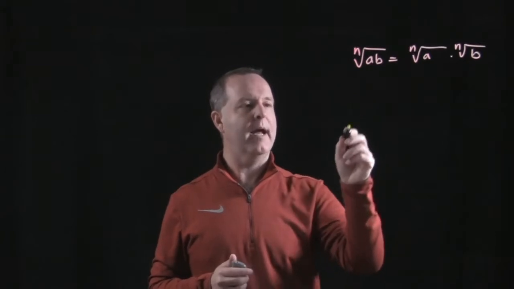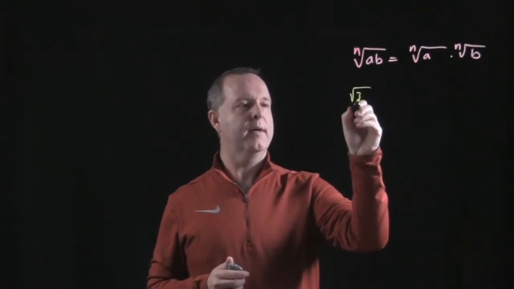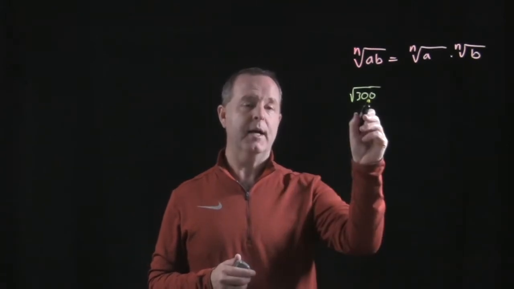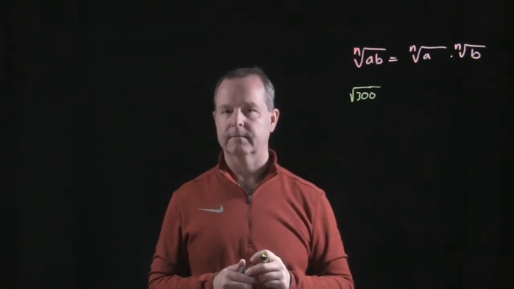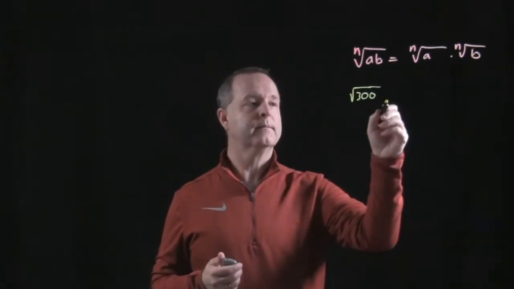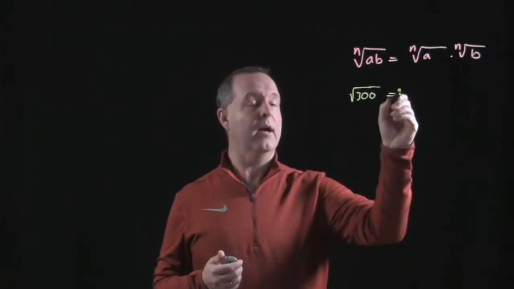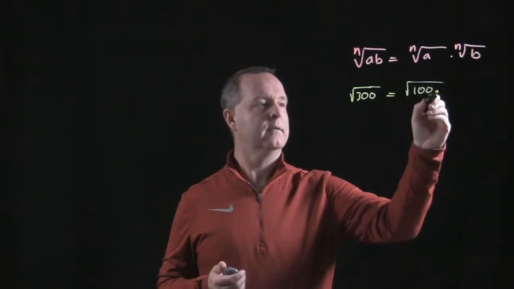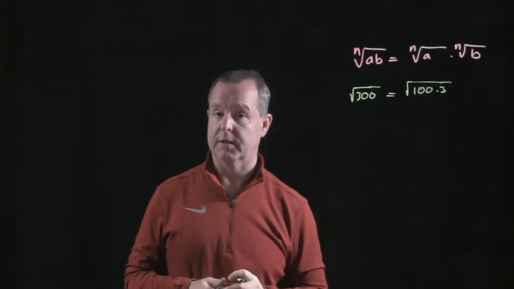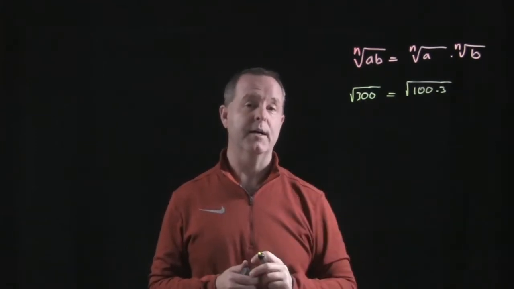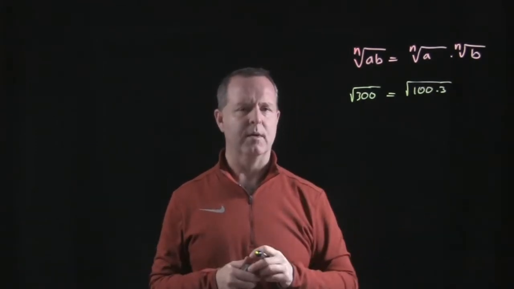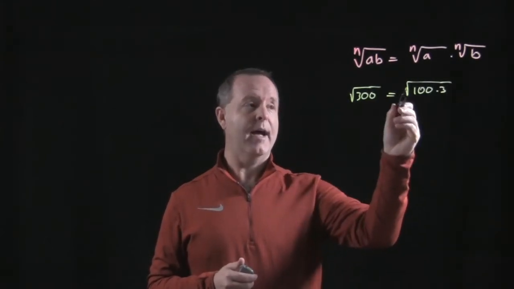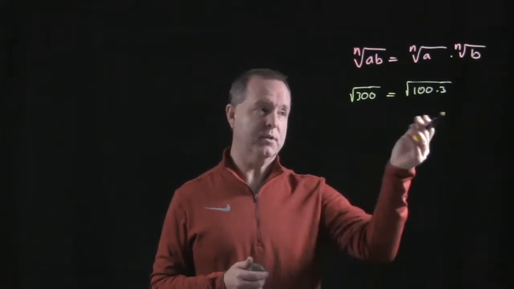Say, for example, I have the square root of 300. Are there factors of 300 that are perfect squares? I can think of one, and I'm going to rewrite it. I can think of it as 100. 100 is a perfect square. It's also a factor of 300. It may not be the highest one, but I think it is. So I can rewrite root 300 as root 100 times 3.